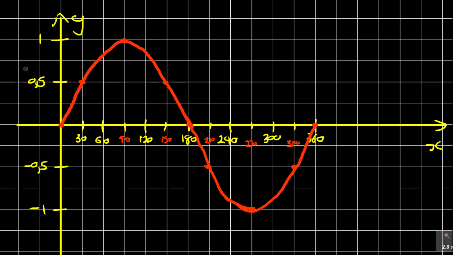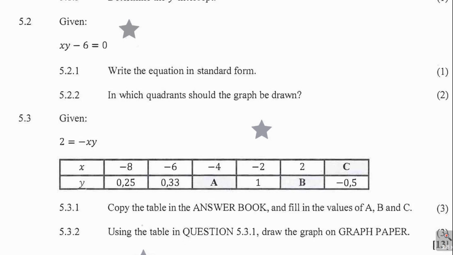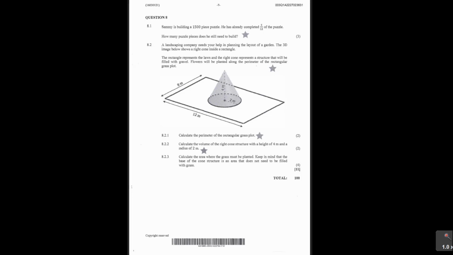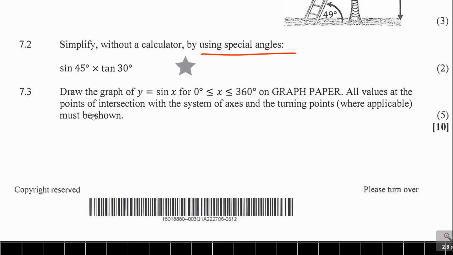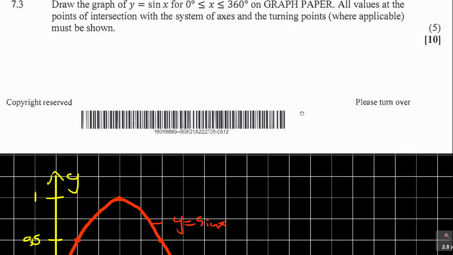There, that's the graph. And what do you call it? You're going to call it y is equal to sine x. Now let's get all the marks. They say all the values of the point of intersection with the system of axes and the turning points where applicable must be shown.